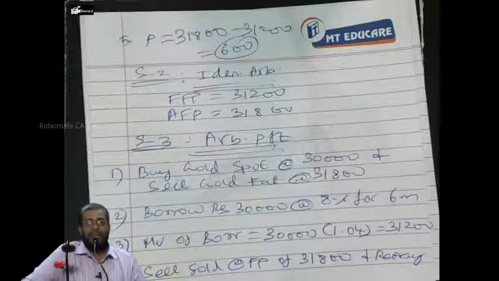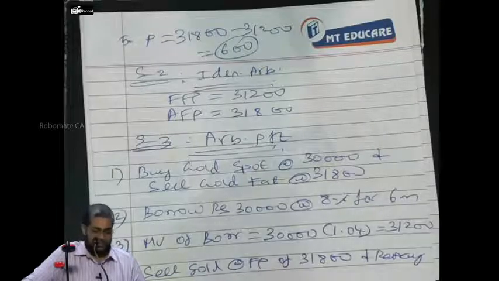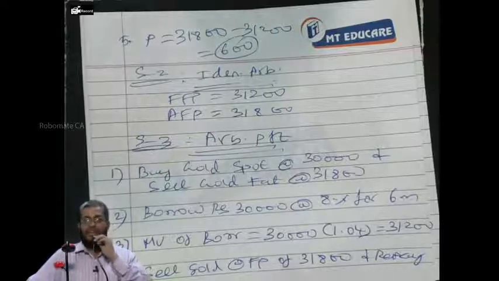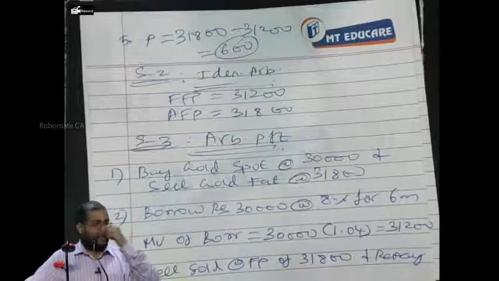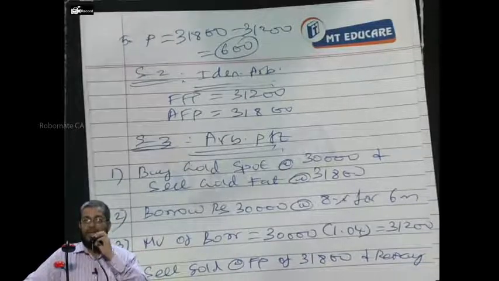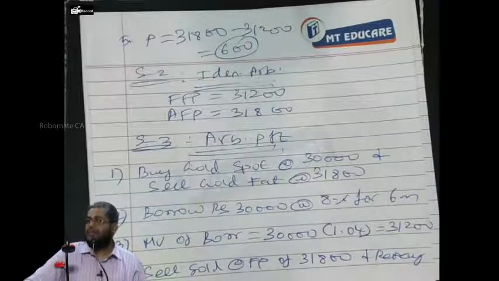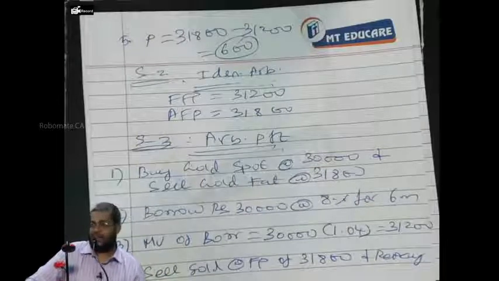Point number 2. If it is cash settled, the profit is booked as under.